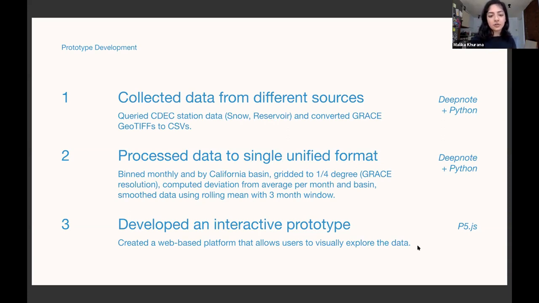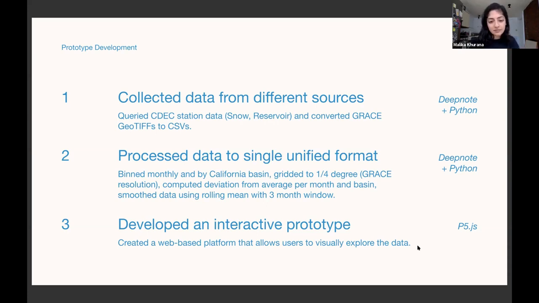And also smoothing the data using a rolling mean with a 3-month window, because especially with the rain data layer, that oscillates so much that it's actually more useful just to smooth it out to see where, say, if you have like 3 months in a row of a lot of rain, that actually starts to mean something rather than just 1 month of a lot of rain.